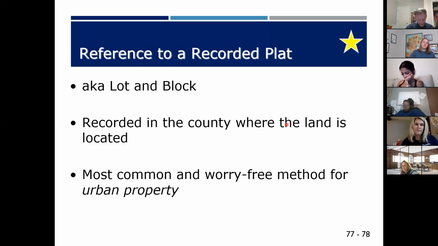If there's any questions about what's on the recorded plat map, the buyer is encouraged to have a surveyor come out and actually identify their property lines using metes and bounds. So on page 78 of your book is our subdivision plat map.